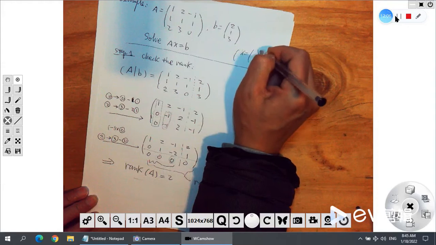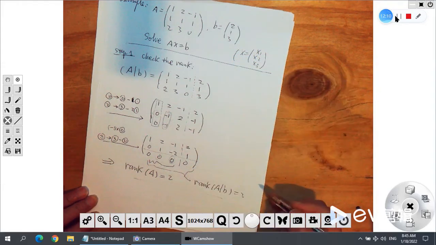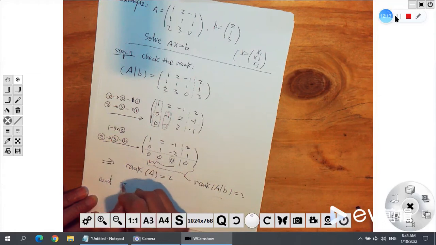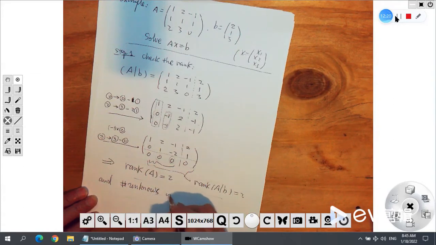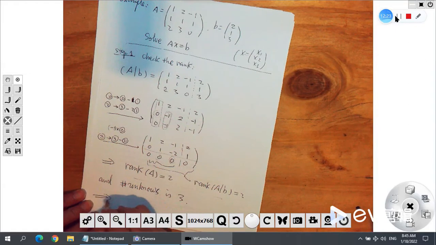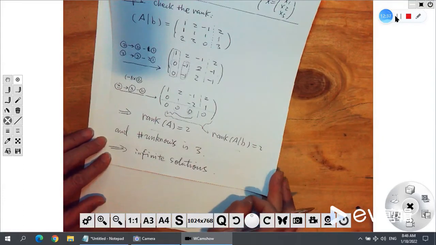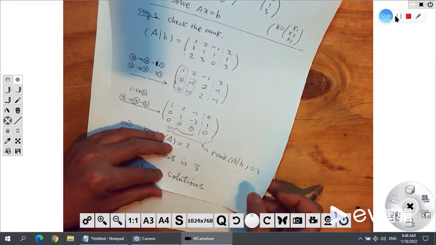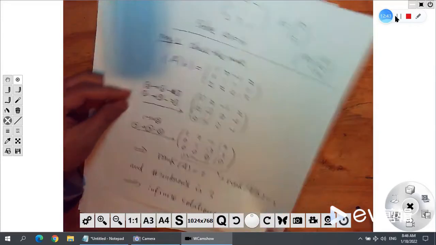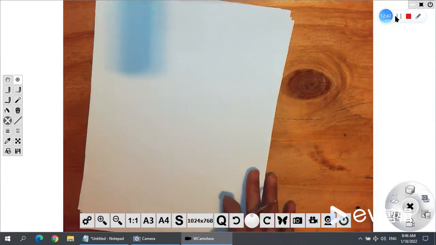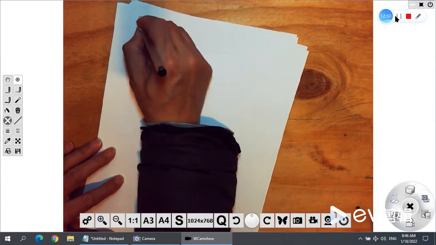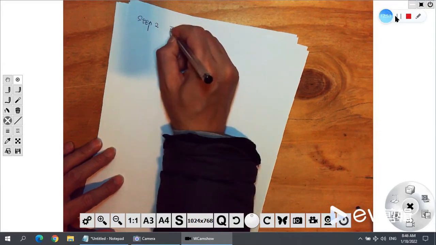X equal to x1, x2, x3, and the number of unknowns is 3. So we have infinite solutions. We have infinite solutions. Then we try to find the infinite solutions. It will be combined of several parts. This is step 2. Find the homogeneous solution.